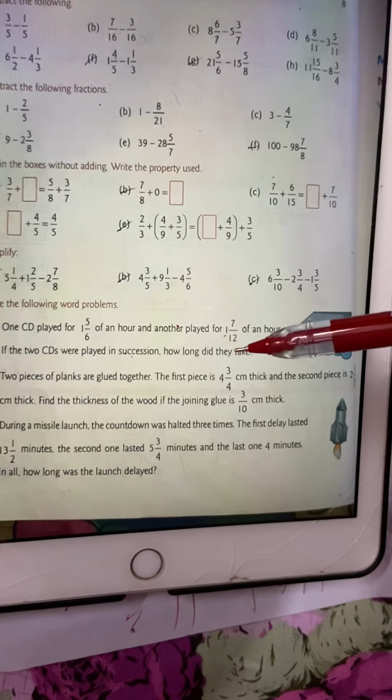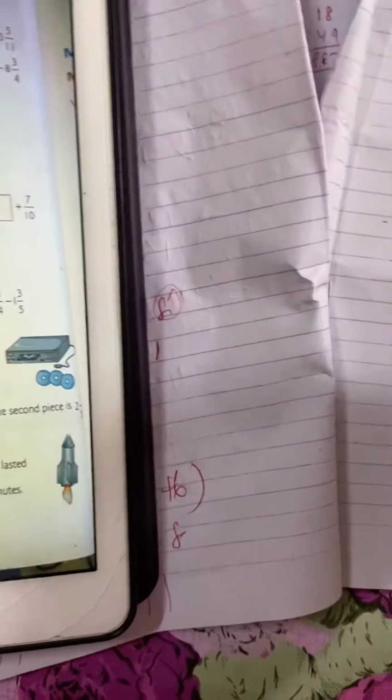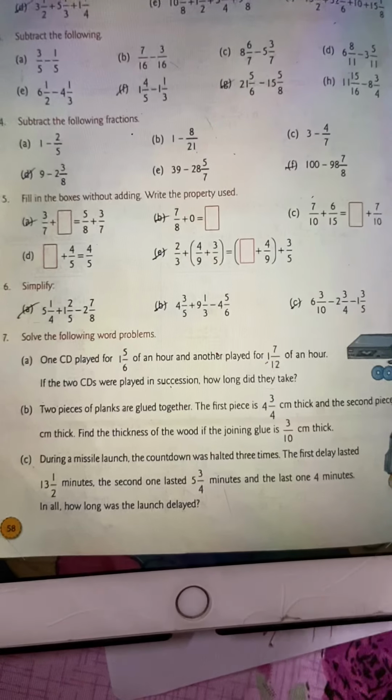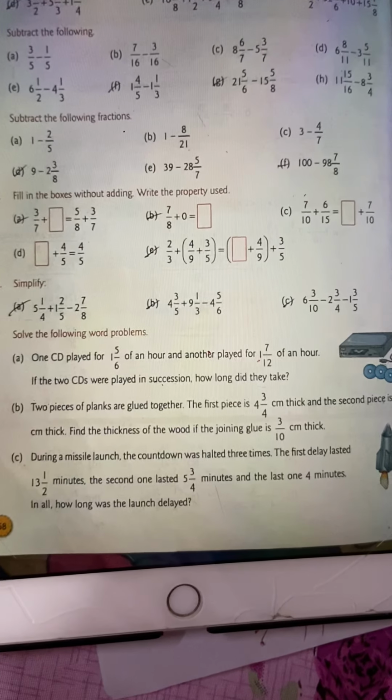So the thickness of one plank is this, then there is glue in between, and then the thickness of another plank is this. So the whole thickness will be thickness of this plank plus glue plus this plank. So you have to add the three numbers. So like this, complete the word problems. And I'll show you one simplification also.